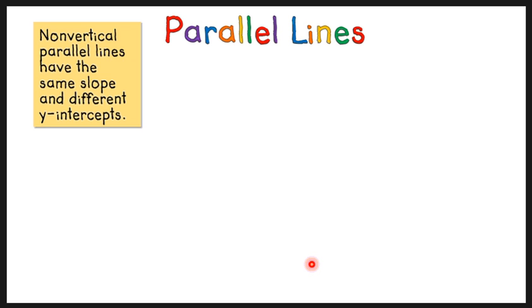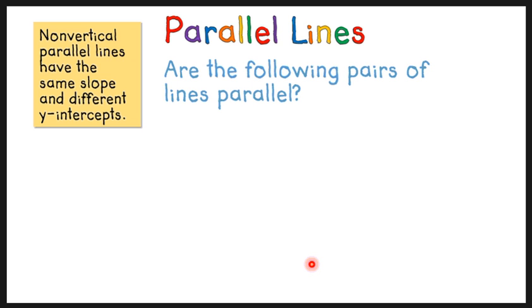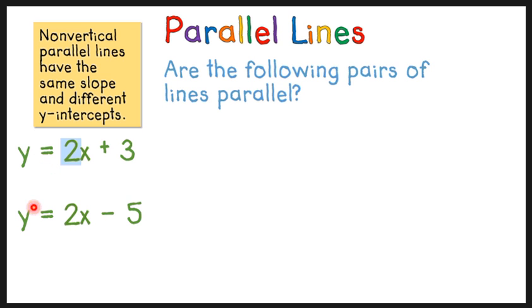So one of the first things we're going to look at is to determine if the following pairs of lines are parallel. So given the equation y equals 2x plus 3 and the equation y equals 2x minus 5, we are going to be looking for that same slope to see if these lines are parallel. So both of these equations are in slope-intercept form, so we can see our slope as our coefficient of x. So our slope of our first equation is 2, and the slope of our second equation is also 2. So that means that these lines are parallel lines. We can also notice that our y-intercepts are different.